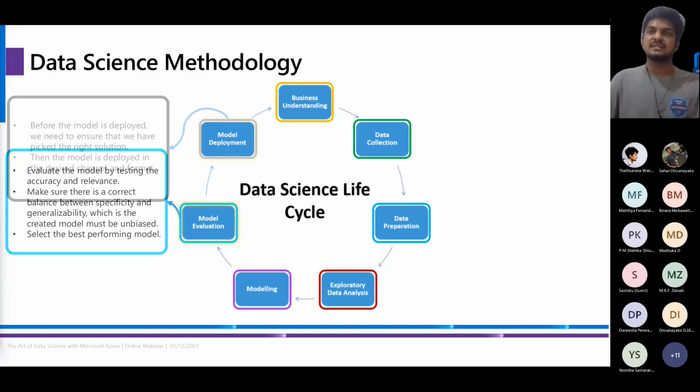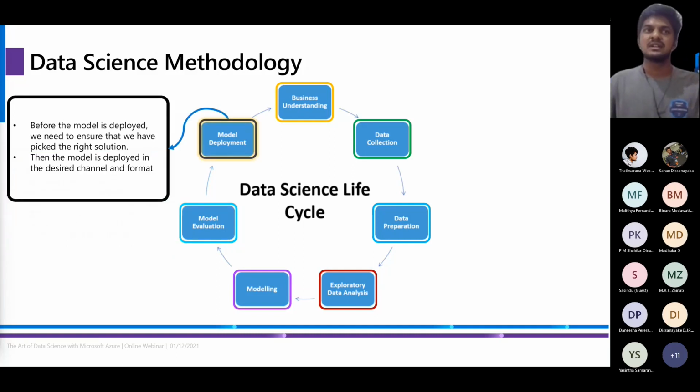As the next step, we have the model deployment stage. Before the model is deployed, we have to make sure that we have picked the right solution. That means we have picked the right model which needs to be deployed. Then we deploy this model in the desired channel and format. So that's how the data science lifecycle looks in the simplest possible way.